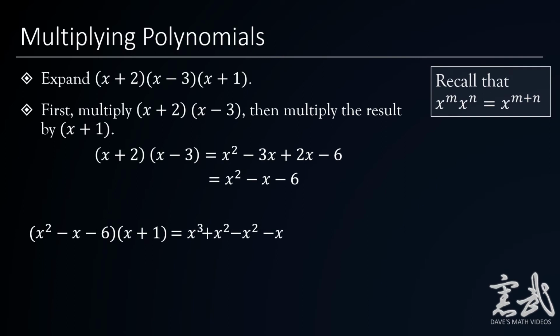Now we come to the last term in the first factor, which is negative 6. So we multiply negative 6 by x to get negative 6x, and negative 6 by positive 1, which gives us negative 6. After this is all done, we can now combine like terms, and we get x cubed minus 7x minus 6 as our final answer. In this case, it just so happens that the x squared terms cancel out, but be aware that usually there will be a quadratic term in your answer.